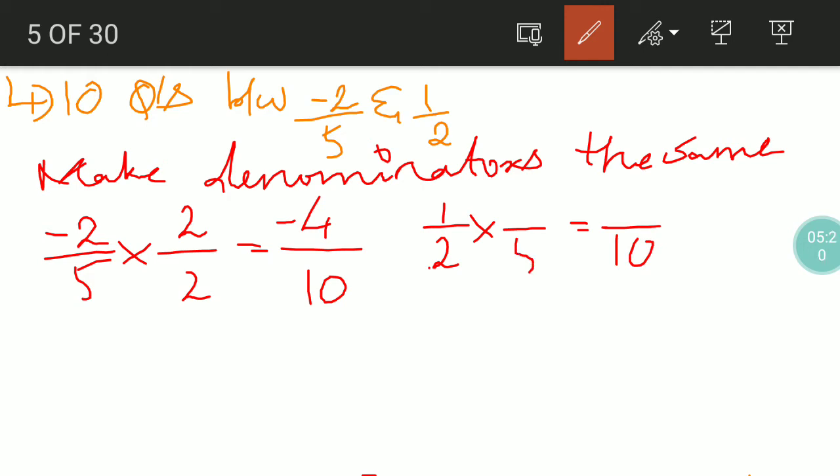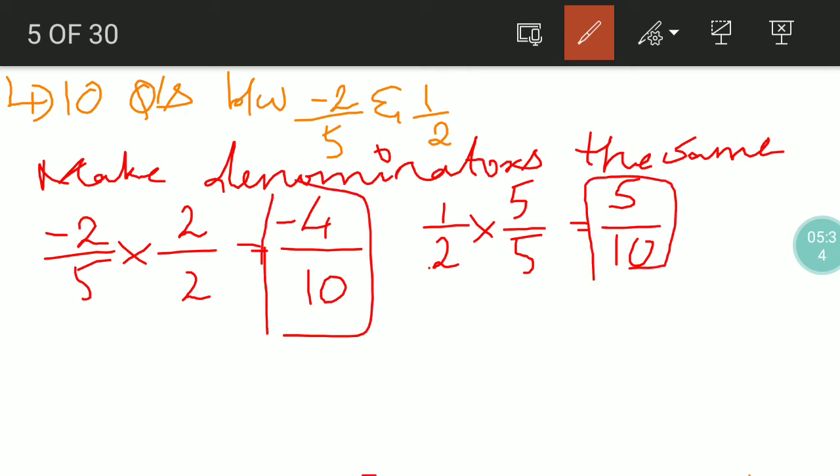So 2 5s is 10, right? On the numerator also, the same number you have used in the denominator must be multiplied. Then 1 5s is 5. So the numbers between minus 4 by 10 and 5 by 10 you have to write. So what are all the numbers between them?